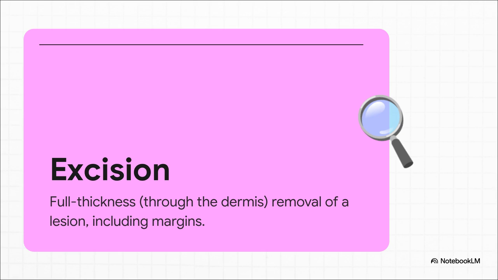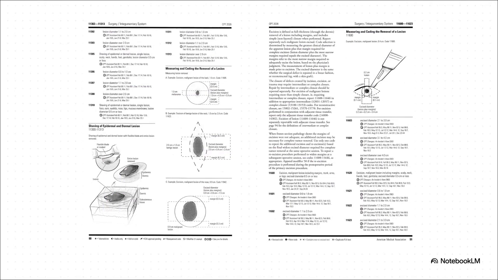Oh, and by the way, this code naturally includes a simple, non-layered closure of the wound, so you don't code that separately. Here is where coding literally turns into math. You do not pick your code based on the size of the lesion alone. Your final measurement is the maximum clinical diameter of the lesion itself, plus the narrowest margins required to remove it. You have to add the healthy tissue they took on the sides to the size of the actual defect. That total size diameter is what dictates your code.